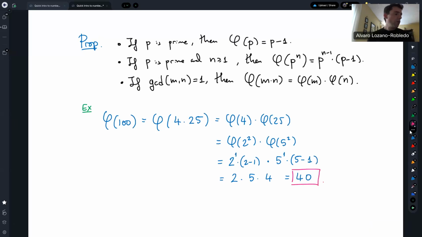Okay, and we can compute values of phi like that. Next we're going to do a couple of applications of modular arithmetic, and then after that we're going to move on to finite fields and Fermat's little theorem. Okay, we'll stop there.